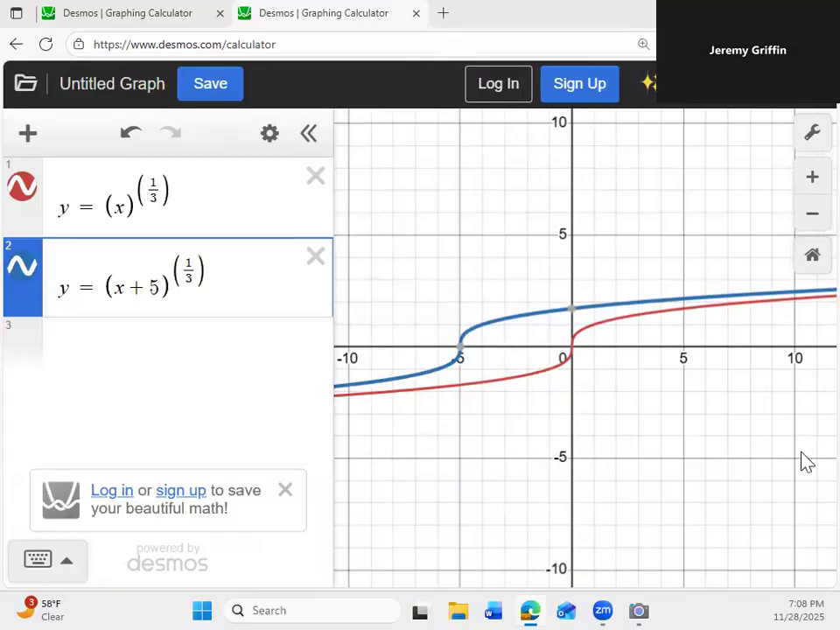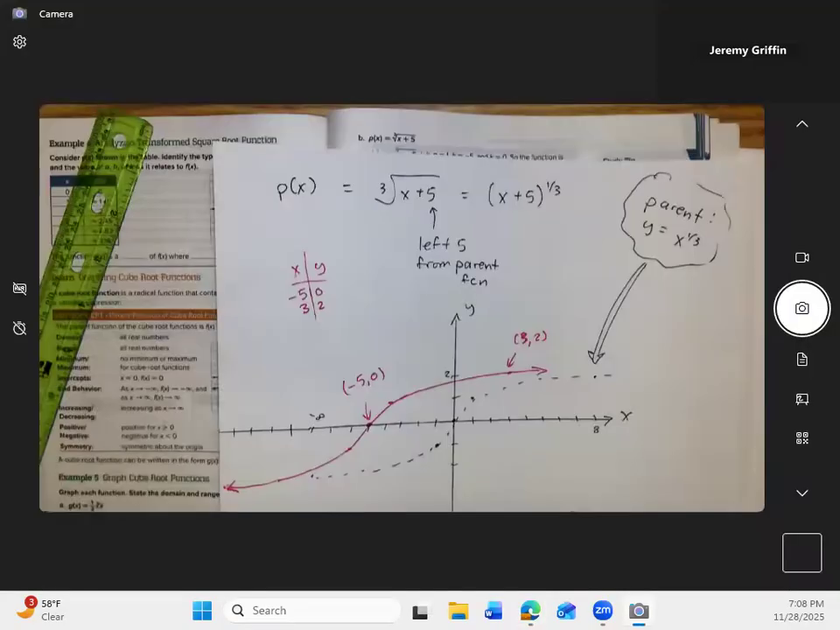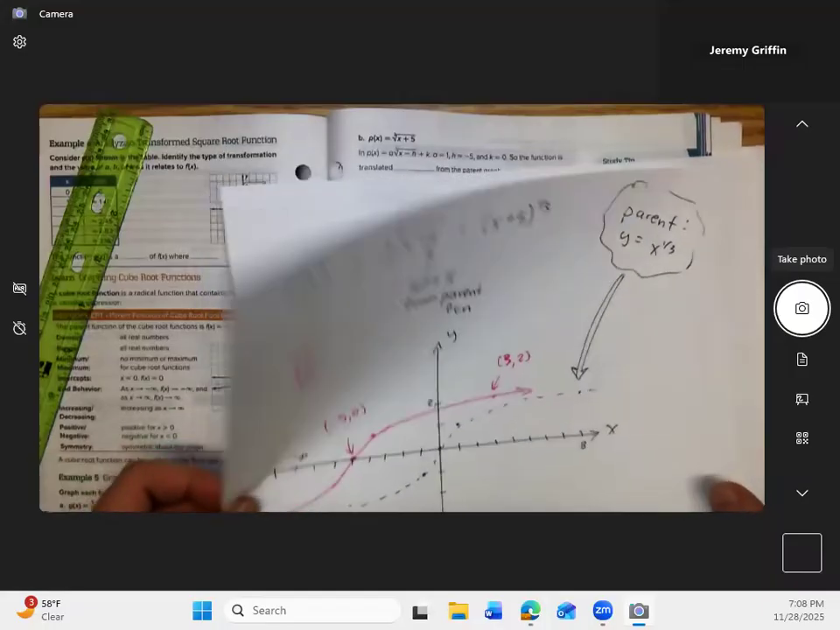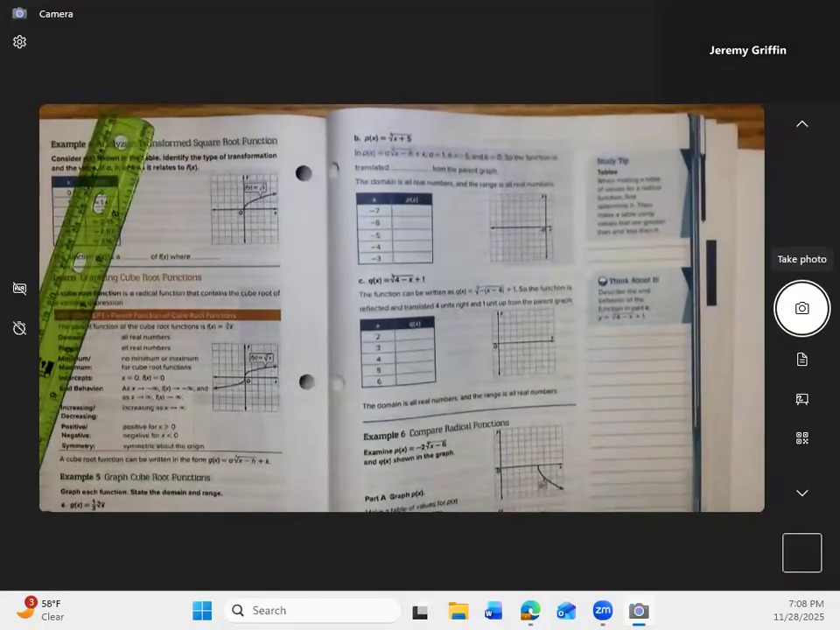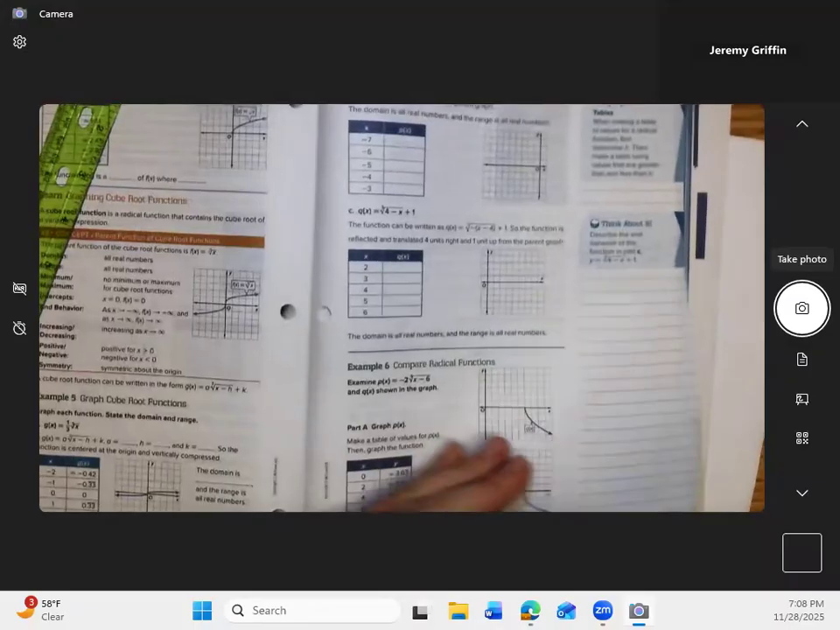Oh yeah, there it is. That's it. So this red one is the parent function, which you see right there, cube root of x. And this blue one is the one we've just been working on. That's totally it. Oh yeah, it worked. All right. Next.